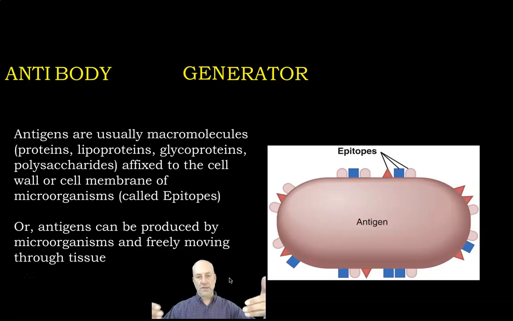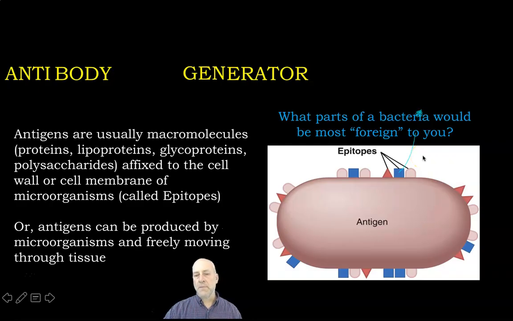And they're usually affixed to the cell wall or to the cell membrane on the outside. They're called epitopes. That's another word for it. So the epitope is the actual protein displayed, or the glycoprotein, or the lipoprotein, or the polysaccharide. They can be on the outside of the microbe, the bacteria, or the virus, or they can be kind of loose and free. Here they're shown attached to the bacteria. But the same epitope could be launched out into tissue, and the same antigen could be freely floating through tissue. And we'll talk about exogenous and endogenous antigens and how we battle both of those.